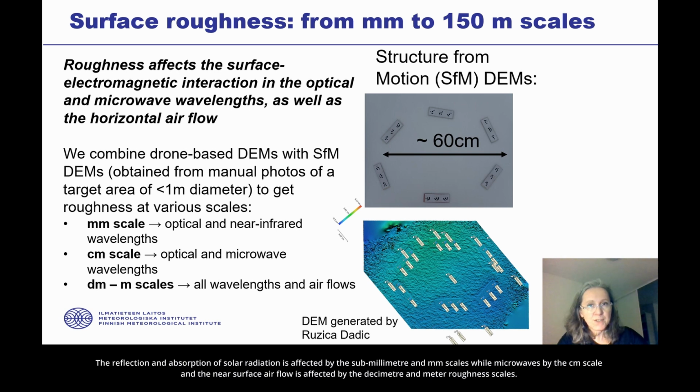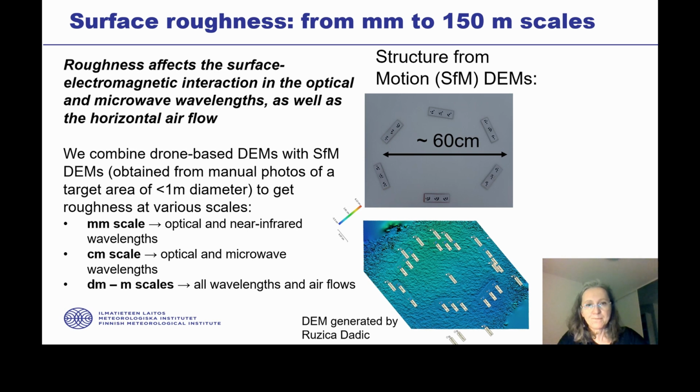The reflection and absorption of solar radiation is affected by the sub-millimeter and millimeter scales, while microwave signals are affected by the centimeter scale, and the near-surface airflow is affected by the decimeter and meter roughness scales.